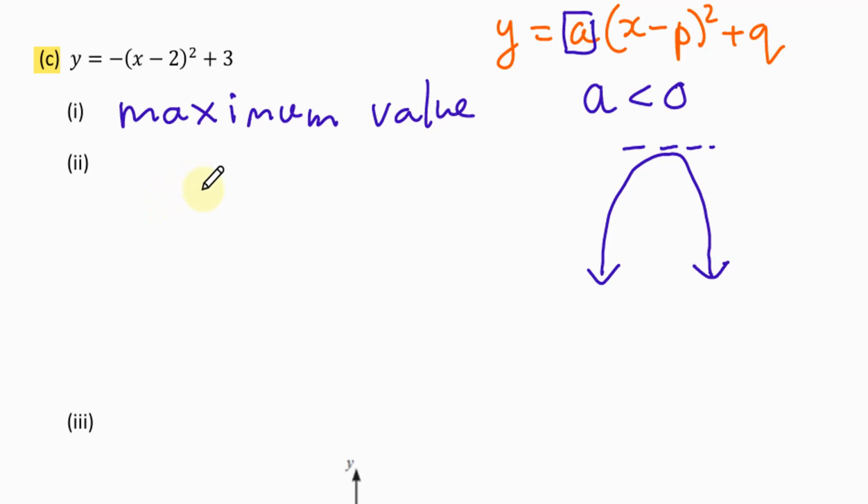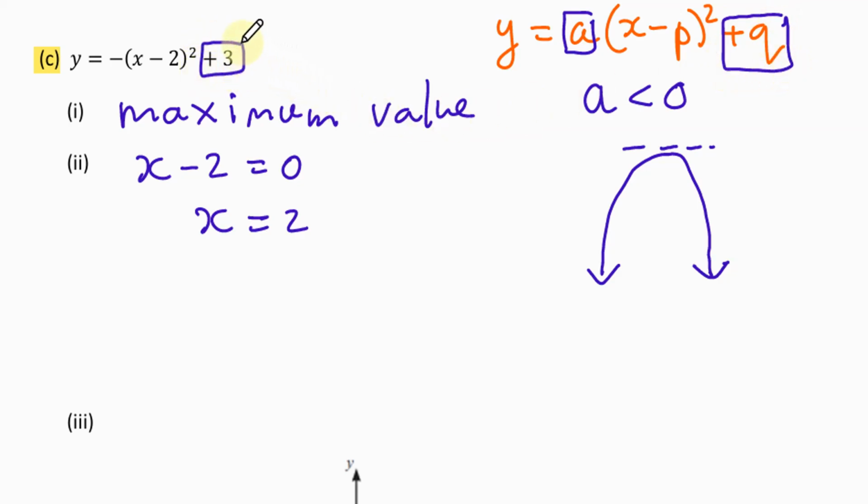Then we also have to find the coordinates of the vertex of the graph. To find the x-coordinate, we take what is inside the brackets, we make it equal to 0, and we solve. So we see that x comes to 2. Then the y-coordinate of the vertex will be given by q. In this case, q is positive 3. So it means our y-coordinate of the vertex will be positive 3. Now we can draw the graph showing only the coordinates of the vertex. So the coordinates of the vertex will be 2 and 3.